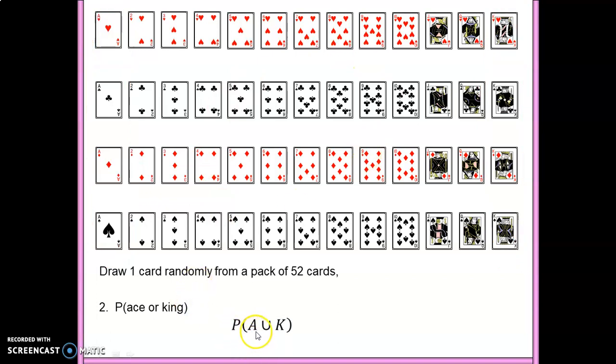We have probability of ace or king, so union. We're going to do 4 out of the 52 are aces, 4 out of the 52 are kings, so therefore we have 8 out of 52 in total, and that reduces to 2 out of 13. The 2 out of 13 should make sense because in one suit, for example, hearts, we have 1 ace, 1 king, so 2 out of those 13 meet the condition of being an ace or a king.